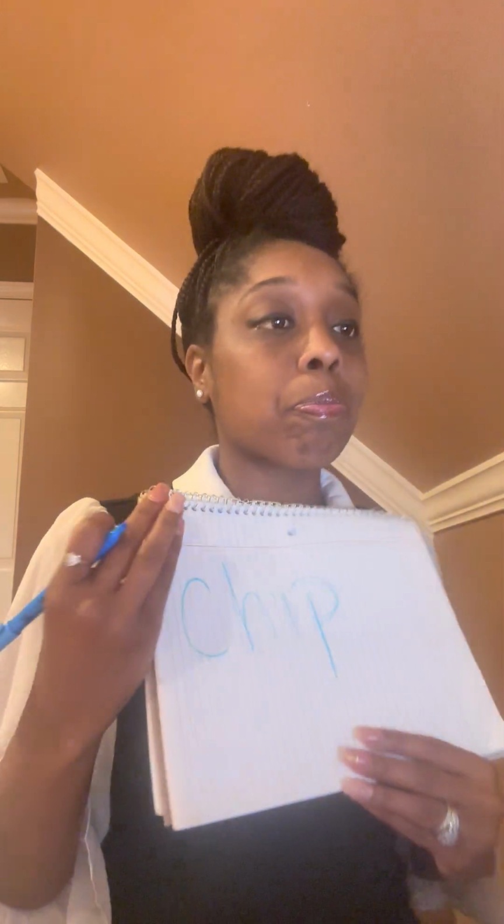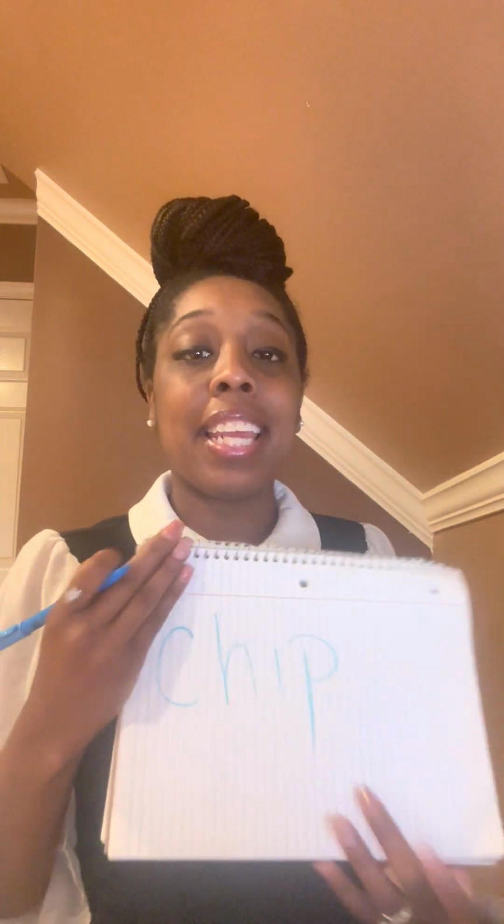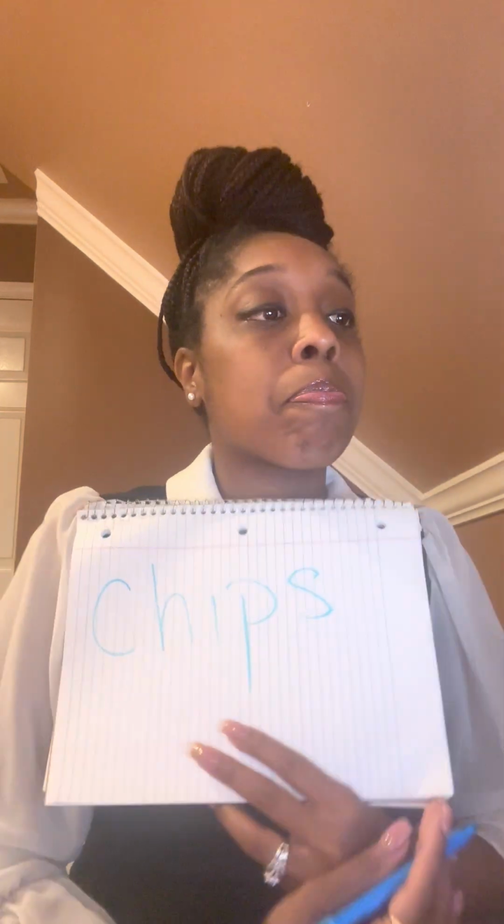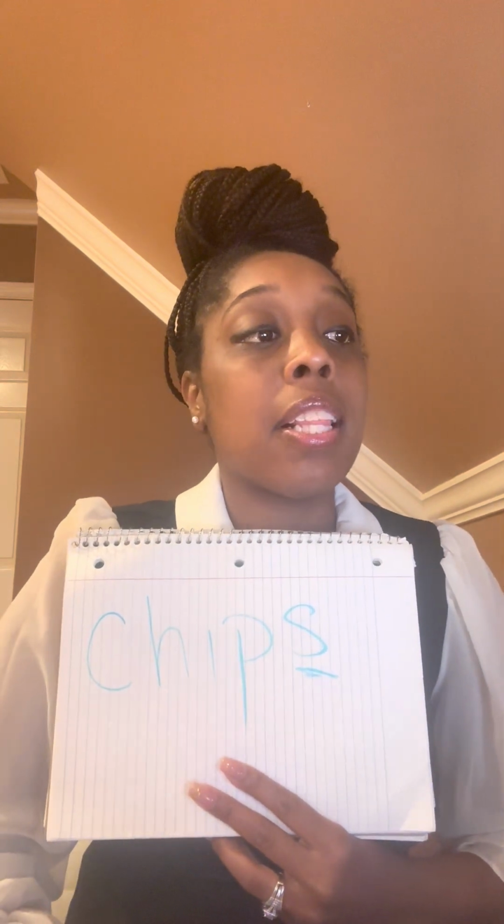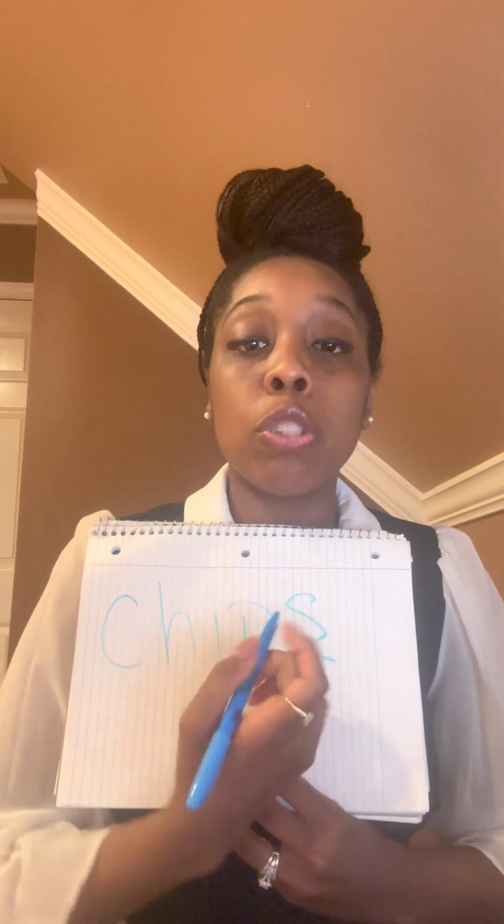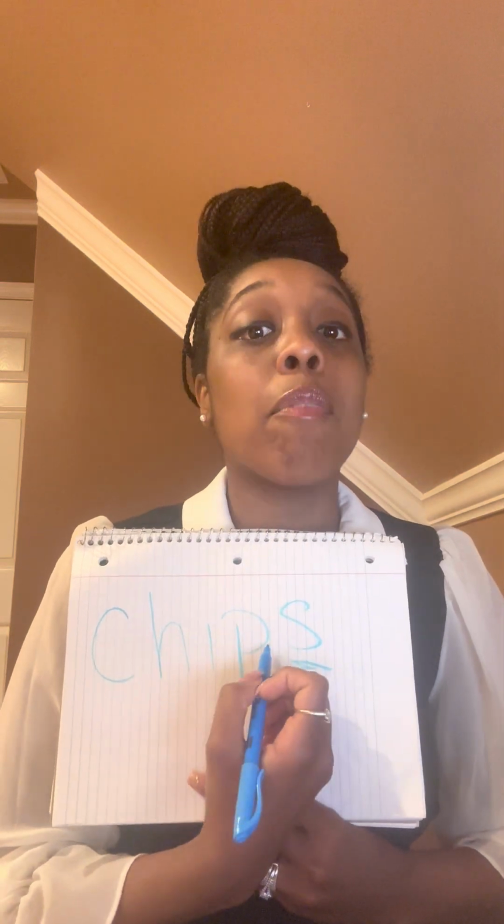For example, the word chip. So let's write the word chip down. C-H-I-P. Chip. Now let's add an S to chip. Now we have chips. The S right here is showing plural because first you had 1 chip without the S. Now you have more than 1 chip with the S.